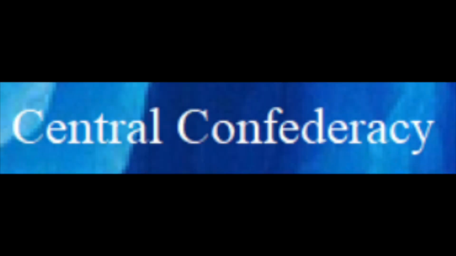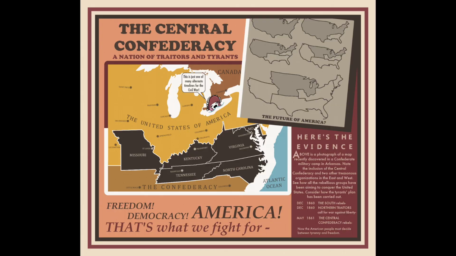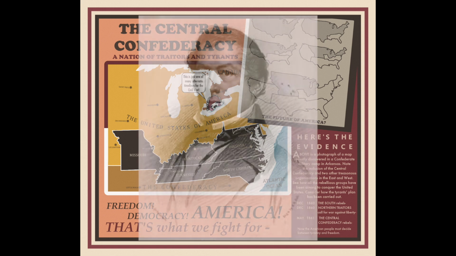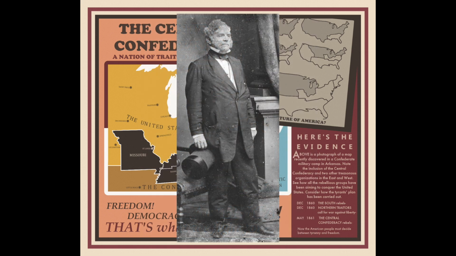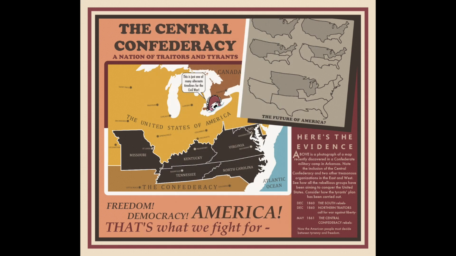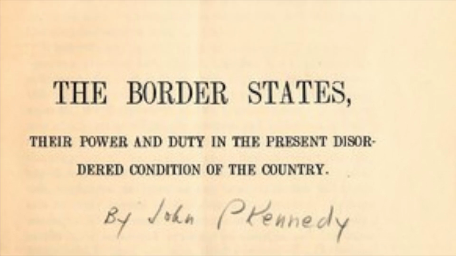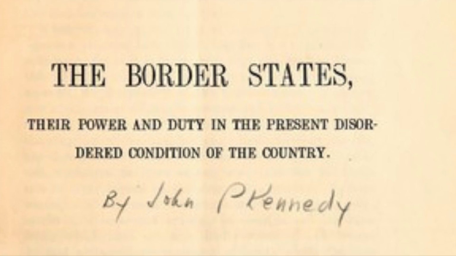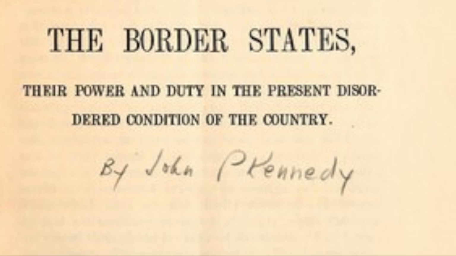The Central Confederacy was a proposed but never implemented state which would have been composed of the middle and border states after the formation of the Confederacy. This planned confederacy, thought up by Senator John Pendleton Kennedy and Governor Thomas Hicks, both from Maryland, would contain the states of Virginia, Kentucky, Tennessee, Missouri, North Carolina, and Maryland. Kennedy wrote a pamphlet called The Border States in December of 1860, and many people actually supported his rhetoric in the beginning, but that changed for many when the South attacked Fort Sumter, kicking off the Civil War, and fortunately, this other confederacy was never created.